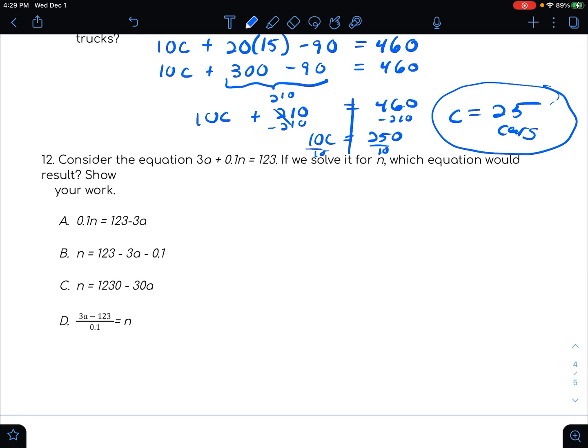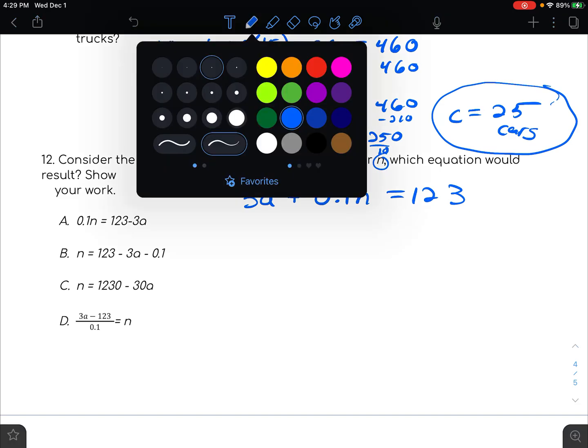All right, number 12. Consider the equation 3a plus 0.1n equals 123. If we solve it for n, which equation would result? Show your work. Okay, so this is one of those literal equations where we're kind of rearranging it and solving for another variable. So let's go see if we can do it. So we have 3a plus 0.1n is equal to 123. And we're solving for n.